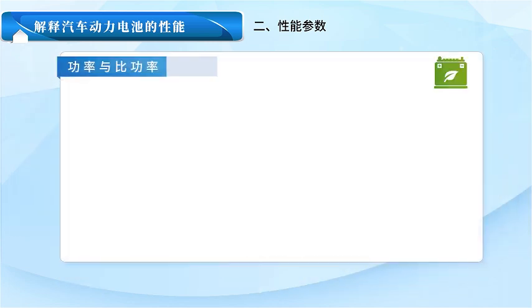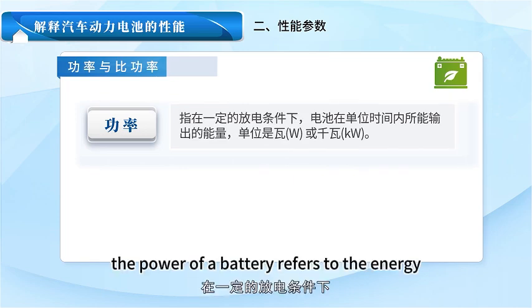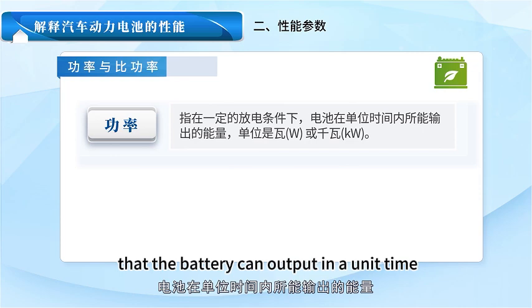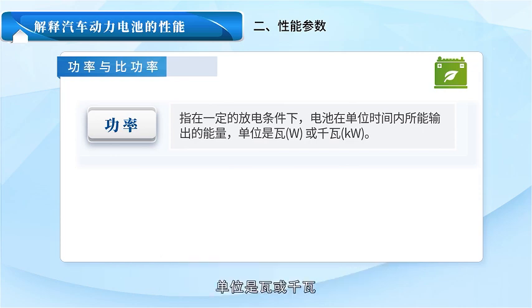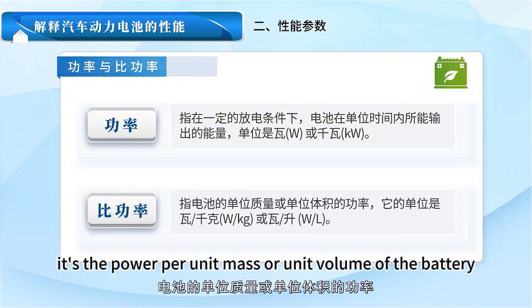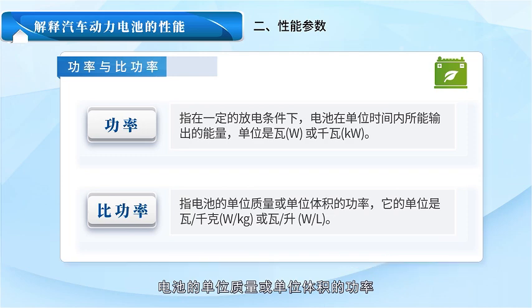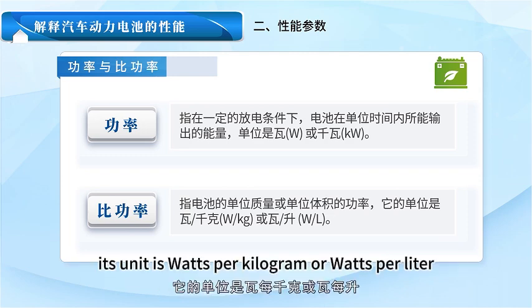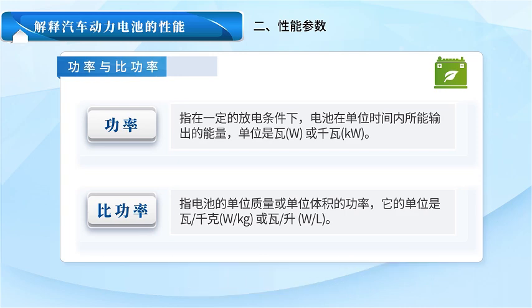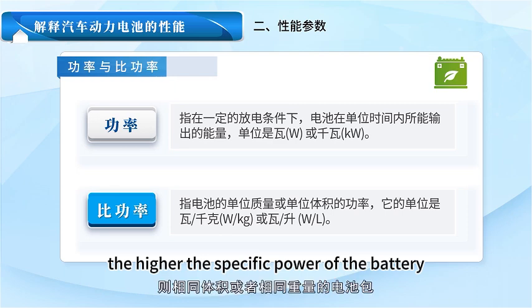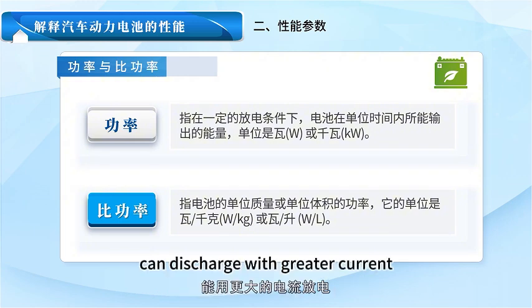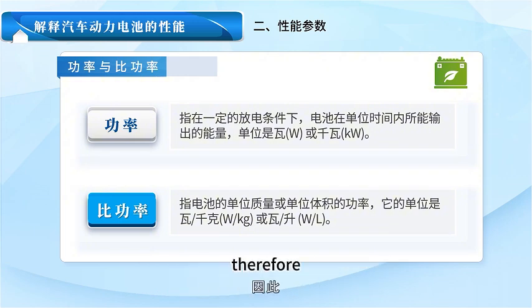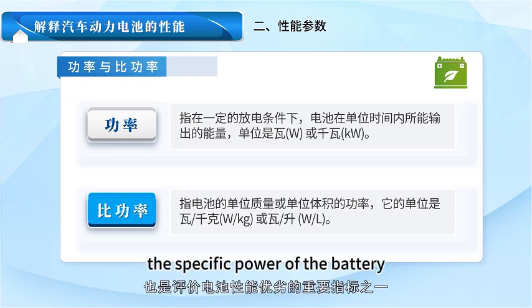Power and specific power. The power of a battery refers to the energy that the battery can output in a unit time. It is measured in watts or kilowatts. Specific power is the power per unit mass or unit volume of the battery. Its unit is watts per kilogram or watts per liter. The higher the specific power of the battery, the greater the current that the same volume or weight of battery pack can discharge. Therefore, the specific power of the battery is also an important indicator to evaluate battery performance.